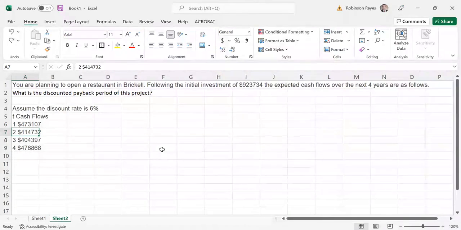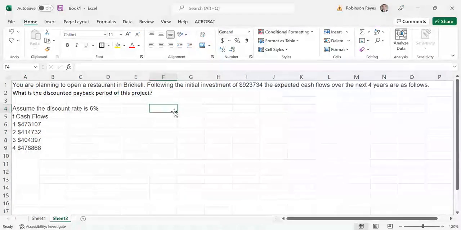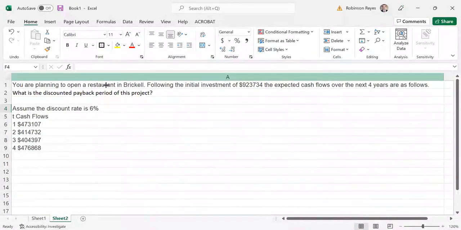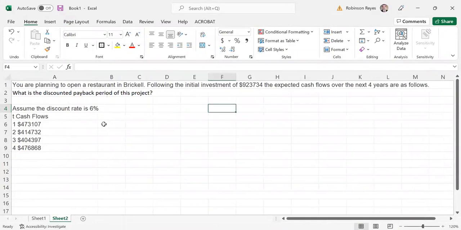It's 923,734, and the expected cash flows over the next 4 years are the following. So now this is asking about the discounted payback. So this is one of the tools of capital budgeting. And what I will do is first, I will get the regular payback period, and then I will get the discounted payback period, okay? So now these are the cash flows of the project, and this is what's happening.